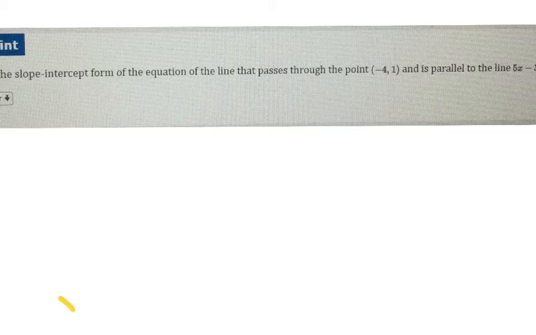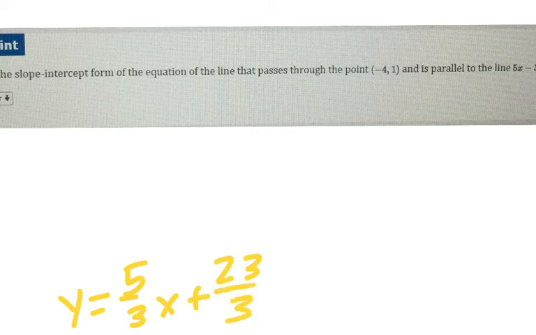Y equals 5/3 x plus 23/3. What do you guys think? Yes. Do I need to work through this one? Okay.